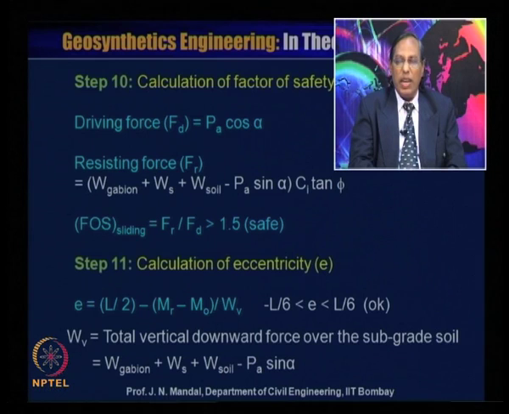Step 11, calculation of eccentricity E. So E is equal to L by 2 minus (Mr minus M0) divided by Wv. That means E should be greater than minus L by 6 and less than L by 6, then it is okay. Where Wv is equal to the total vertical downward force over the subgrade soil. So this will be equal to W of Gabion plus W of S plus W of soil minus Pa sin alpha.